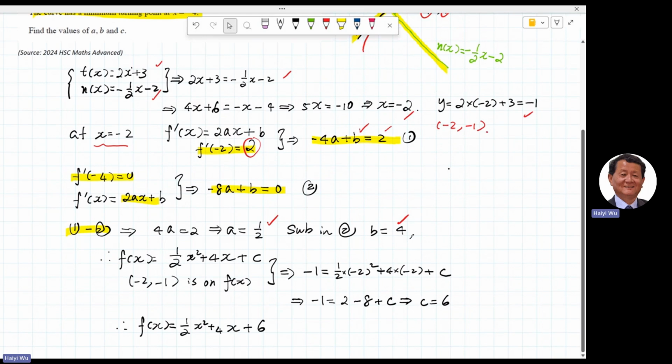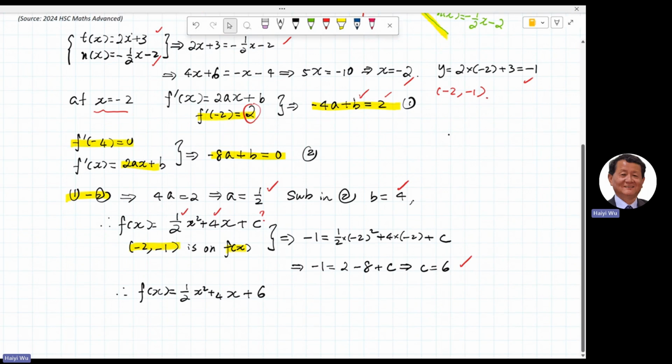Substitute back into the original equation. So we're only missing c. How do we find c? We have another condition: (-2, -1) is on f(x). So we substitute into the function, and then we find c is +6. So the final f(x) is solved.